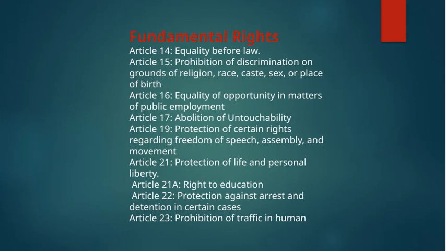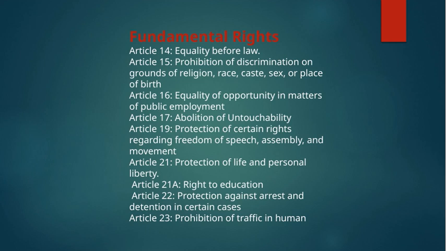Let's take a closer look at some of the fundamental rights that form the backbone of our Constitution. First, Article 14 guarantees equality before the law, meaning everyone is treated equally and has equal protection under the law. This is crucial for ensuring justice and fairness. Moving on, Article 15 prohibits discrimination on grounds like religion, race, caste, sex, or place of birth. It's about creating an inclusive society where no one is unfairly treated because of their background.